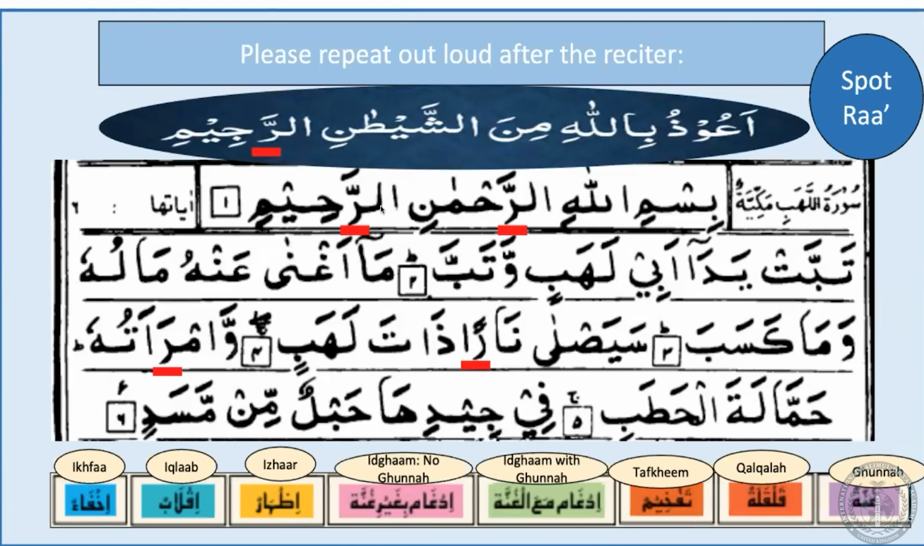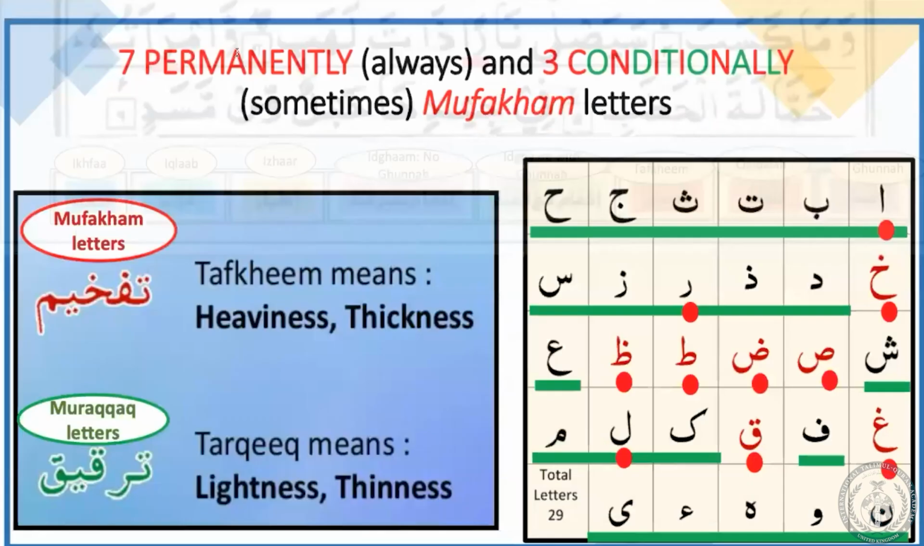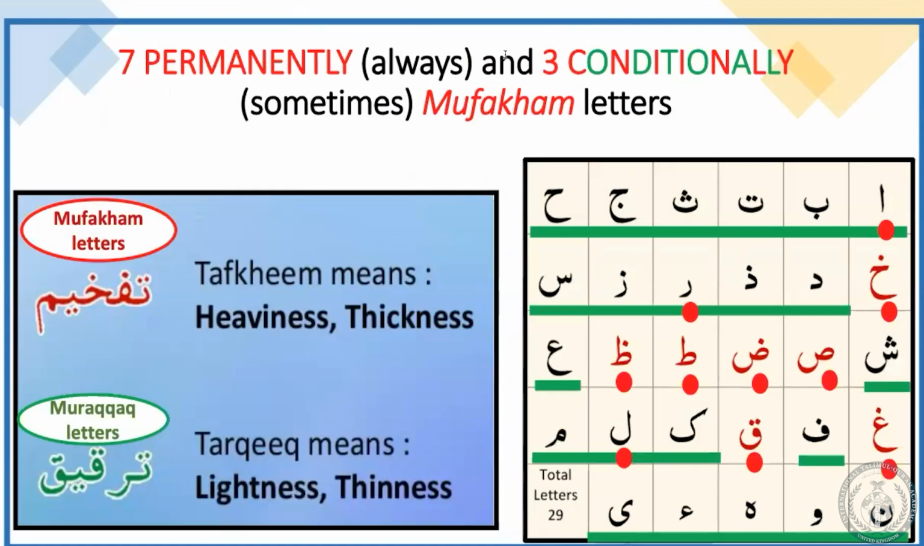Jazakumullah, can you hear me clearly? Okay, so basically, we know that we've been learning tafkhim, which means heaviness and thickness. So we know tafkhim letters are also known as mukhaffam letters because they're elevated, okay? The sound is elevated and they're permanently thick letters, and we can see them in red. Khaa, saad, dhaad, taa, zhaa, ghayn, qaf. And it's important to learn these letters.